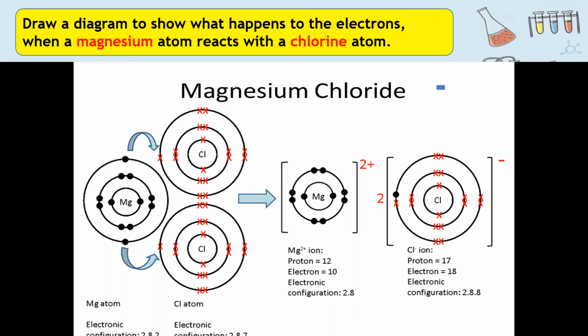Now, this will become magnesium chloride. Let's take the charges of magnesium chloride. The charge for the magnesium ion is 2 plus, and the charge for the chloride ion is 1 minus.